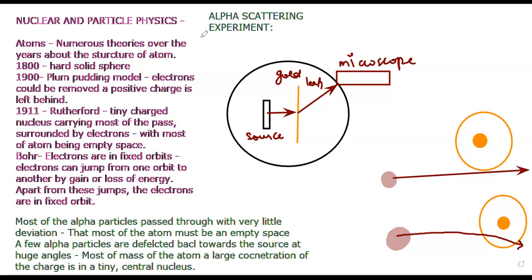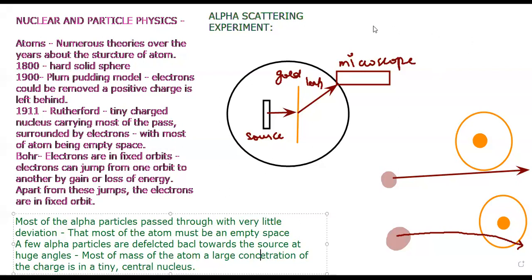If it was spread throughout, then you would see them getting deflected everywhere. But they saw that it was getting deflected when it was passing close to the nucleus, right? So that is how they concluded that a lot of the charge must be concentrated towards the center. That is why when your particle is passing close to the nucleus, it's getting deflected.